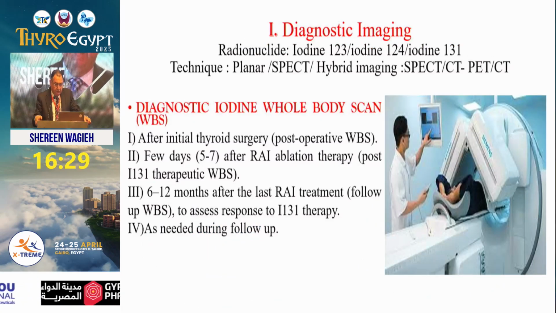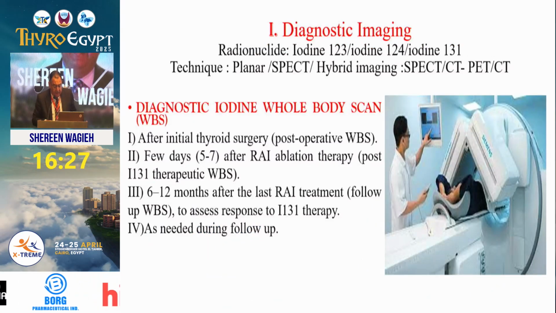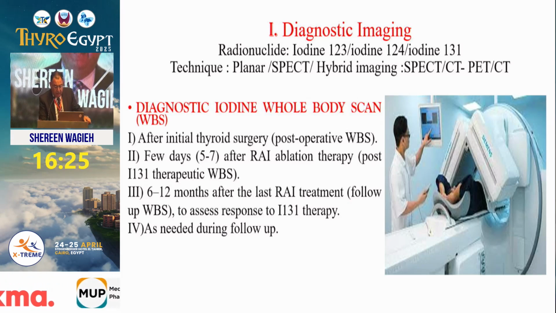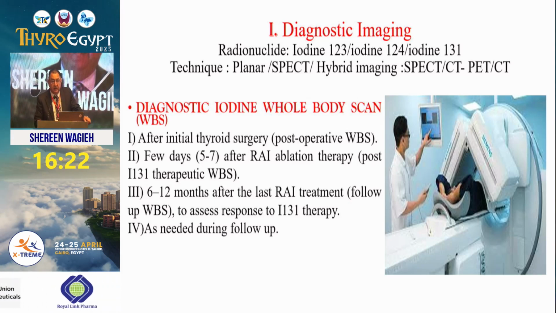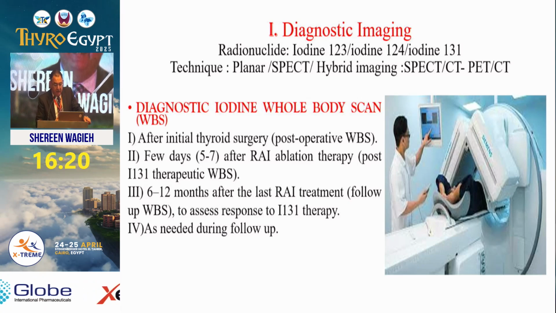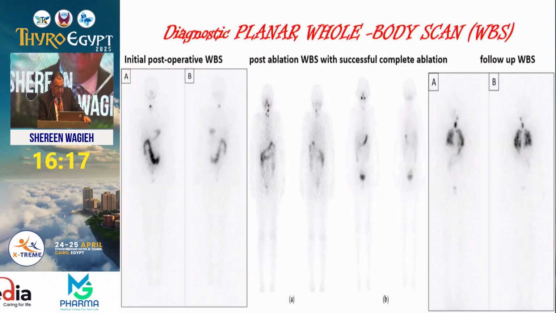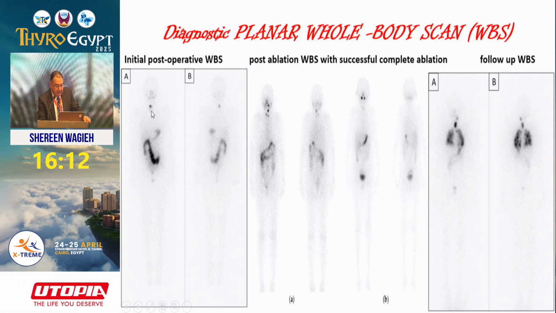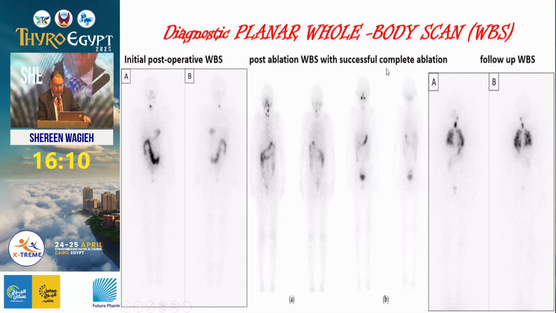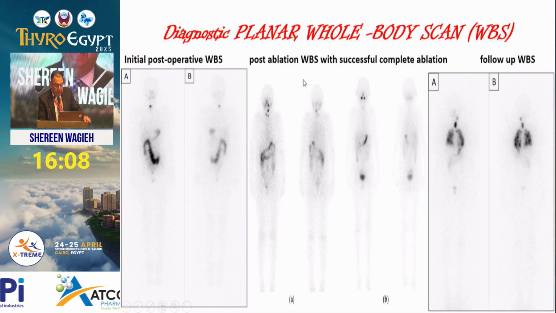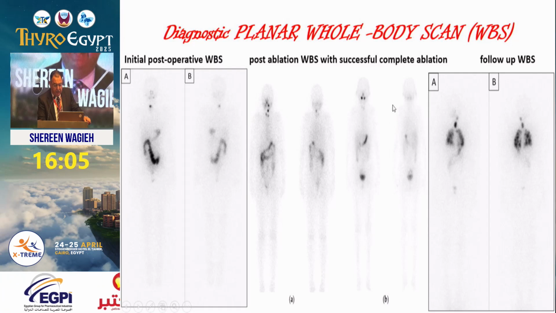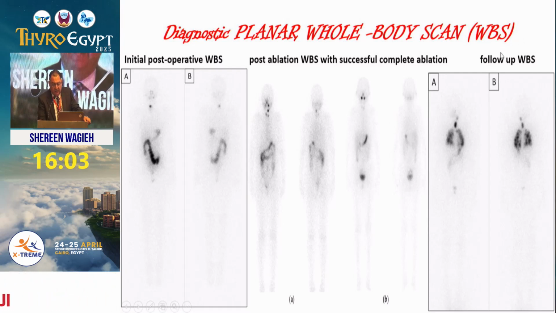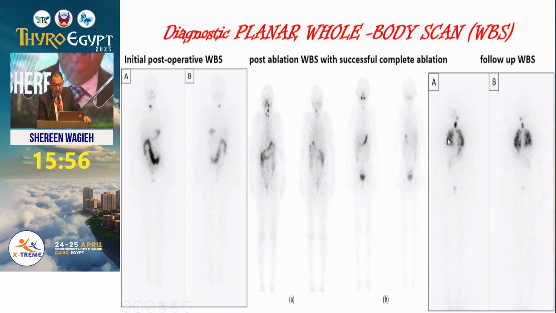Now we come to diagnostic imaging. Diagnostic imaging of iodine is mainly in the form of iodine whole body scan, which is usually done post-operatively, post-iodine therapy, as well as when needed during follow-up. We can see here this patient's post-operative whole body scan showed residual functional thyroid tissue in the neck. This is another patient post-ablation using radioactive iodine. There is successful complete ablation. While in this patient during follow-up there is an elevated serum thyroglobulin level. Iodine whole body scan showed loco-regional recurrence here, as well as bilateral pulmonary deposits.